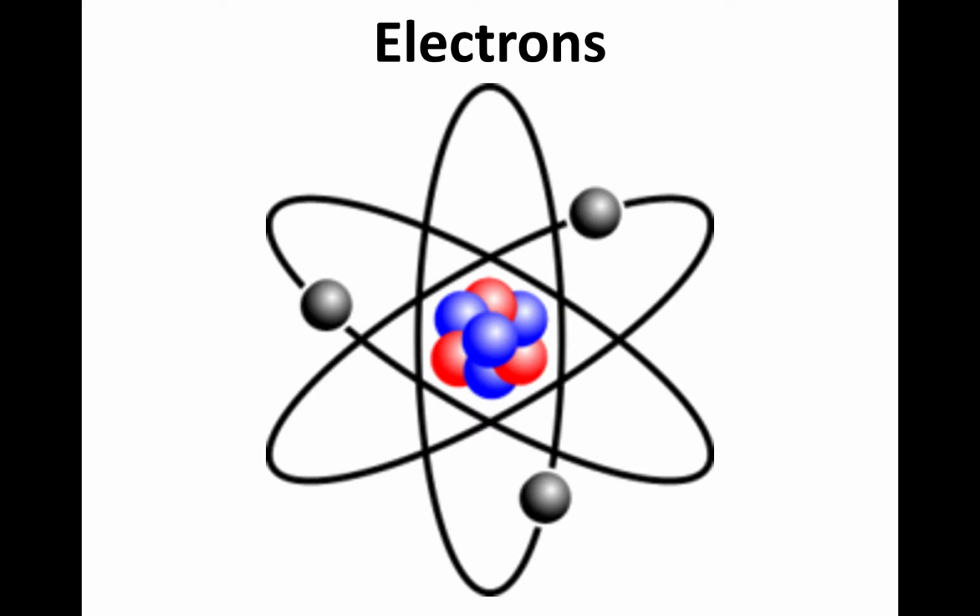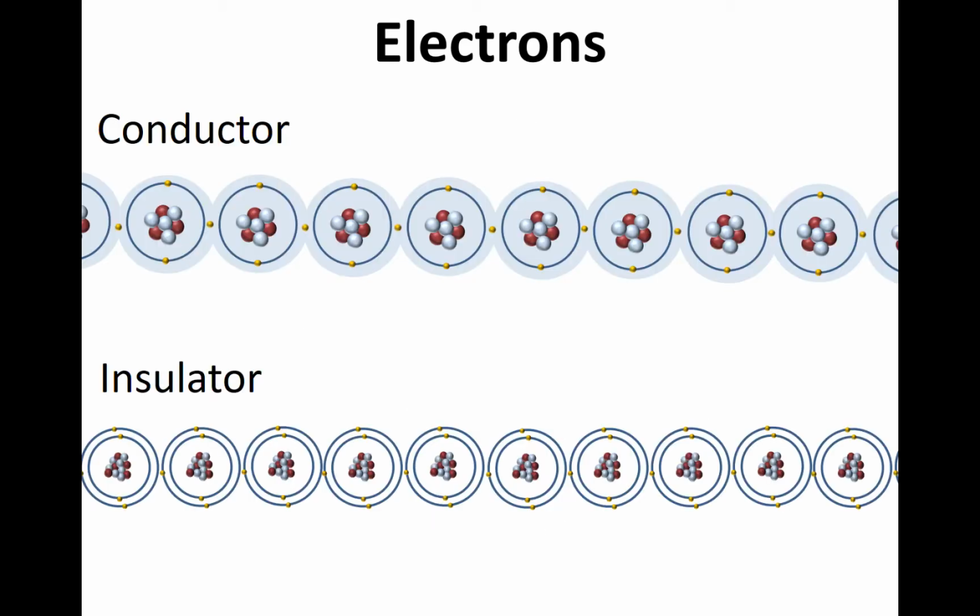What makes something a good conductor is when the electrons are able to pass from one atom to the next easily. So a conductor is a material through which electrons can flow easily.